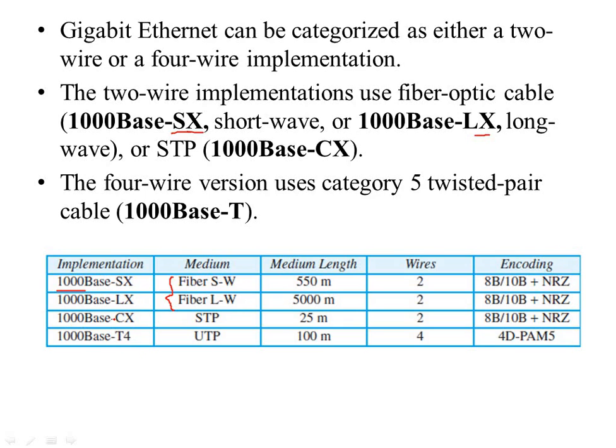Now 1000 base CX will be utilizing STP, that is a shielded twisted pair type of cable, and the maximum length is 25 meters. And you can go with T4, where you will be utilizing 4 pairs cable with UTP. The maximum length is 100 meters. So whenever you are going with T4, you just see that the maximum length is 100 meters, and you'll be achieving the high speed network that is called Gigabit Ethernet.